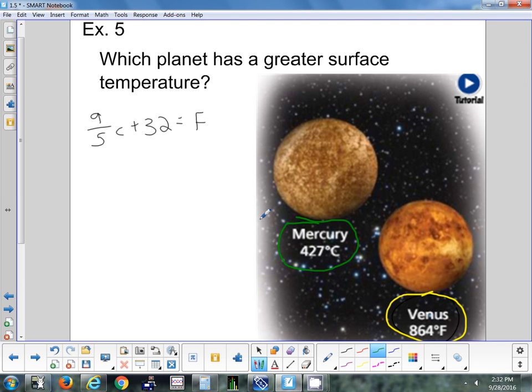Very good. So, do you agree? I'm going to start with 9/5, then do what? Right, 427. What can I do with that to show multiplication? I could put a dot, or what else shows multiplication? Parentheses, right? Yeah. So 9/5 times 427 plus 32, and that will give us our Fahrenheit.